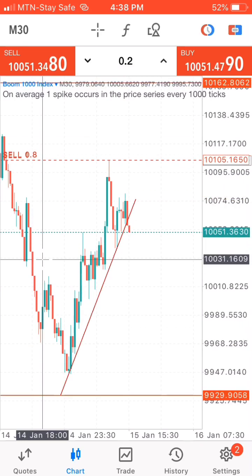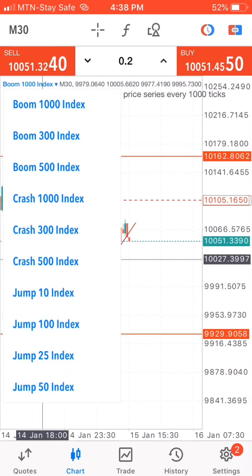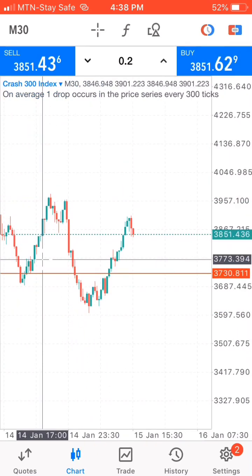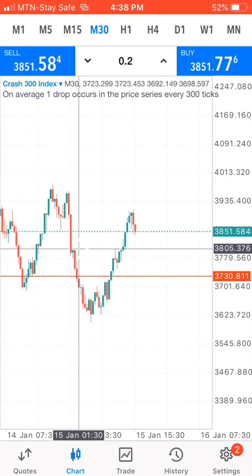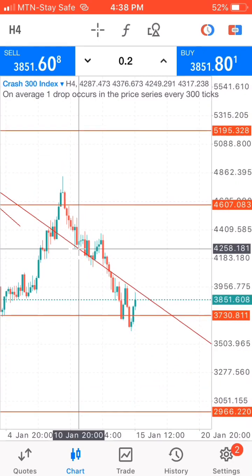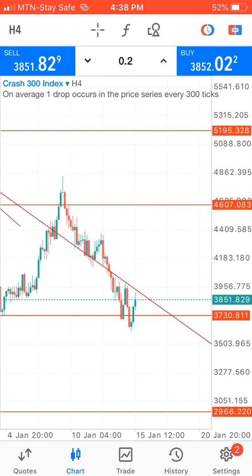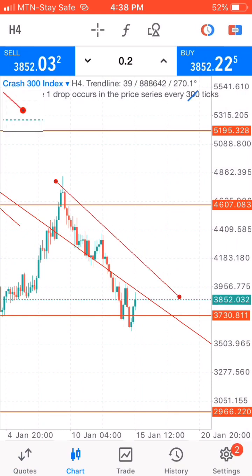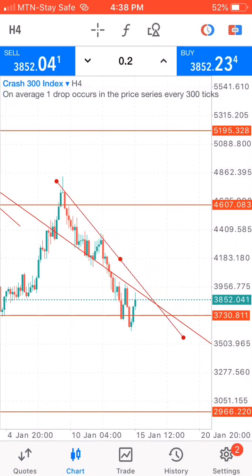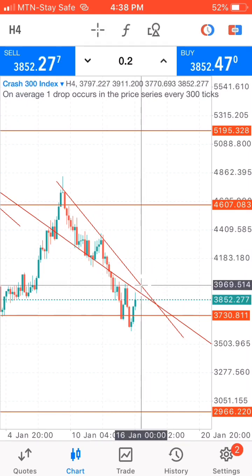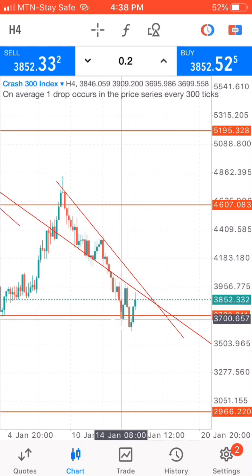So here, let's go to another pair. Let's go to the Crash 300. So now Crash 300 has been crashing. Let's see the higher time frame, what it is showing as well. So this trend line is actually not valid at the moment. So I'm going to draw another trend line here, which still shows us that it's a downtrend, but you still have to wait for the market at least to get to this region here, at least get to the trend line I drew before coming down, because this is a support.